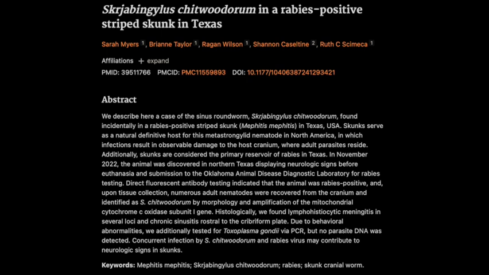Well, the skunk did test positive for rabies, but while they were examining it, they found a bunch of adult nematodes in the skull. More tests, including DNA analysis, confirmed that it was S. chitwoodorum. So this skunk had both rabies and this cranial worm. What did the researchers do to confirm that? They ran a whole bunch of tests. The rabies diagnosis was confirmed using a direct fluorescent antibody test. That's the gold standard for rabies, right?